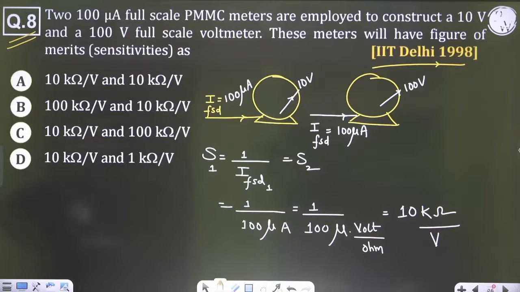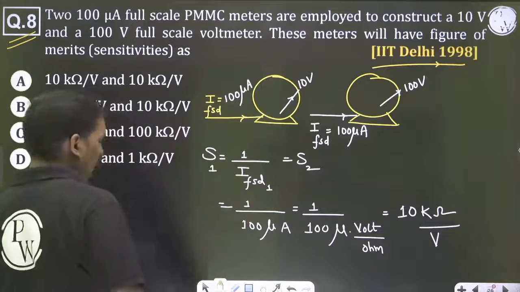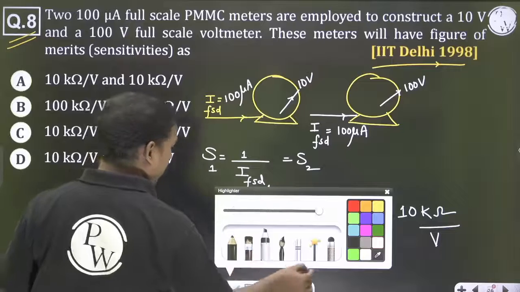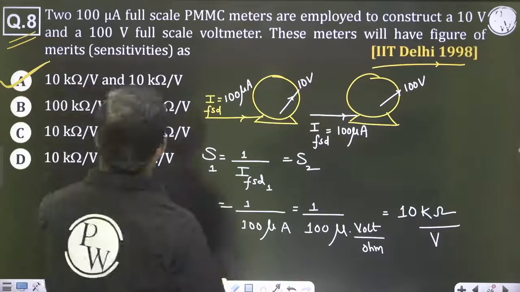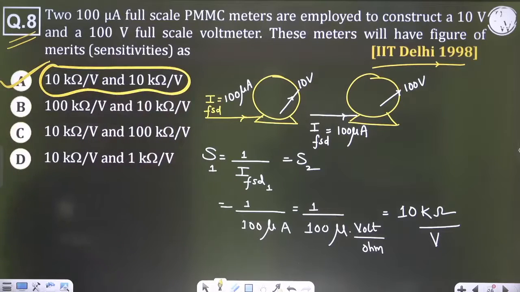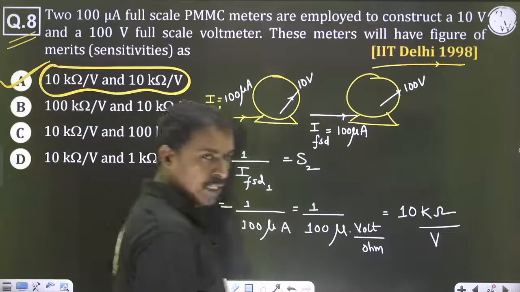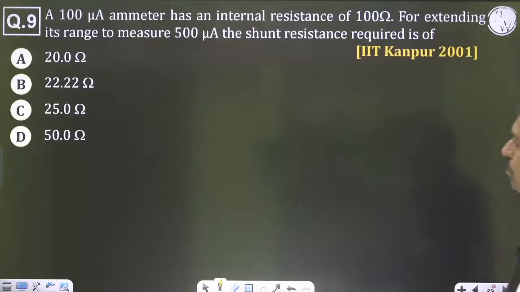Yes. So 10 kilo ohms per volt, both are having the same full scale deflection current. Okay, so the right answer goes to 10 kilo ohms per volt. Both are the same, because both are getting the same full scale deflection. Question number 8 done. So let us go for the next question.